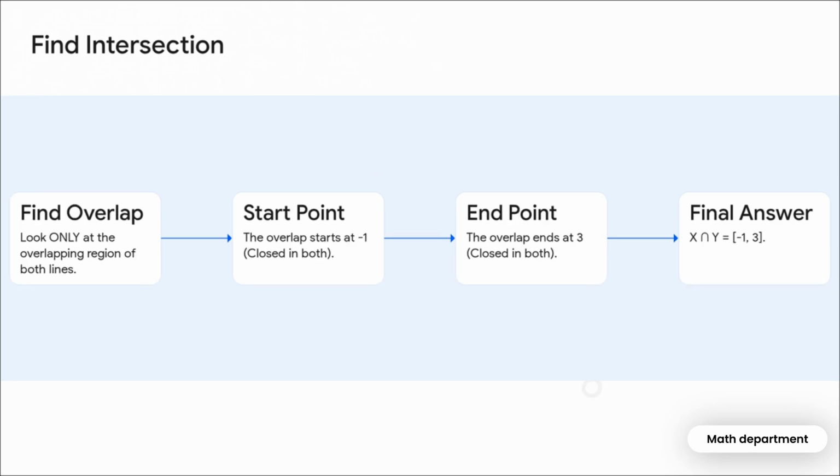Now, let's tackle the intersection. Here, we only care about the shared territory. Step 1, look closely at your drawing and find the exact spot where both lines exist stacked right on top of each other. Step 2, we can see this overlap begins at -1, and since -1 is solid in both of our sets, our bracket is closed. Step 3, the overlap ends at +3. And again, it's a solid dot in both sets, so it's closed. Step 4, our final written answer is the closed interval from -1 to +3. Notice how we meticulously check those inner boundaries to perfectly write out our overlapping intersection.